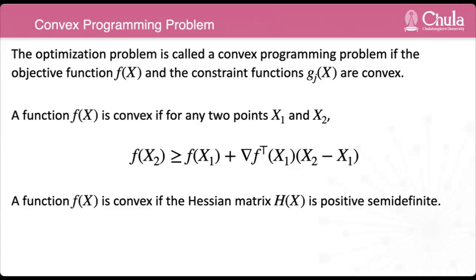And f(x) is convex if the Hessian matrix is positive semi-definite or minimum.